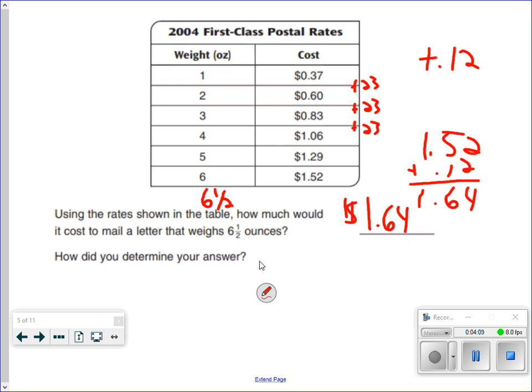So how do you determine your answer? Well, we figured out that it's increasing by 23 cents per ounce. So we just took that 23, divided by 2. We got 11.5 cents, right? Because 11 plus 11 is 22, plus another half would get us up to that 23 mark. And then we just added that to that last one.